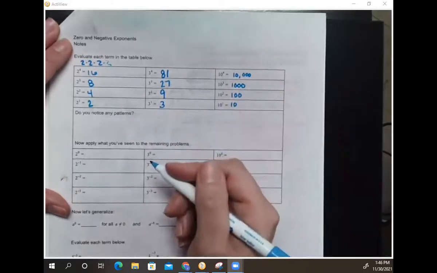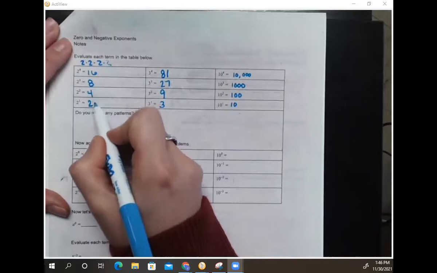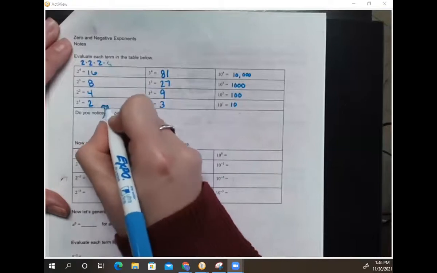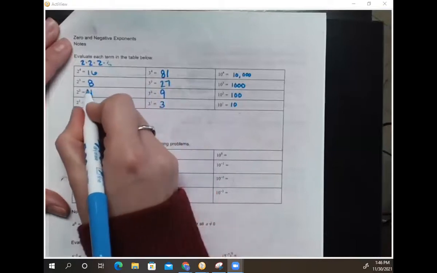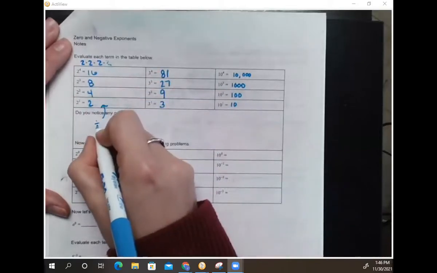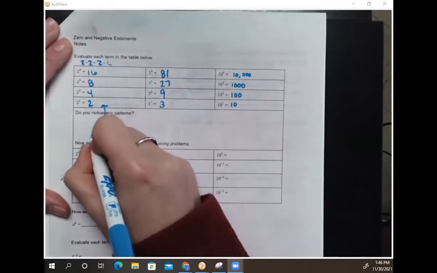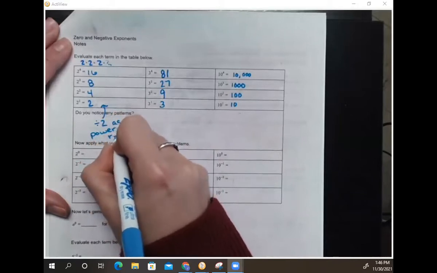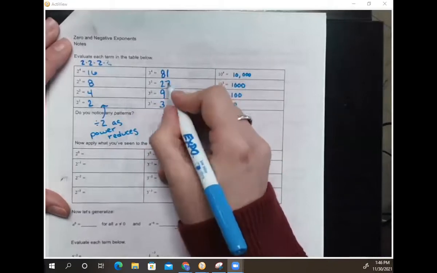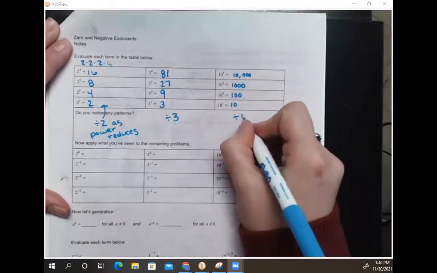I want you to notice here for each of these, as we've reduced the exponent, we have essentially taken out a factor of 2 or 3 or 10. To get from 2 to the 4th to 2 cubed, we divided by 2. As we go down the list, we're dividing by 2. For our powers of 3, as we go down the list, we're dividing by 3. For our powers of 10, as we go down the list, we're dividing by 10.